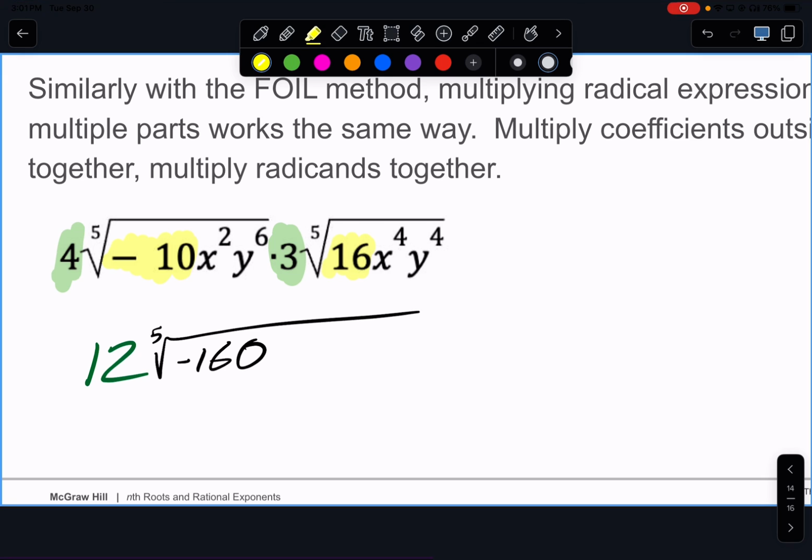Now we're going to multiply our x's. When we multiply with exponents, what do we do? We add them. So it's going to be x to the 6th. Then we're going to do our y's. 6 plus 4 is 10. Y to the 10. So now we've multiplied. Now we're going to simplify.